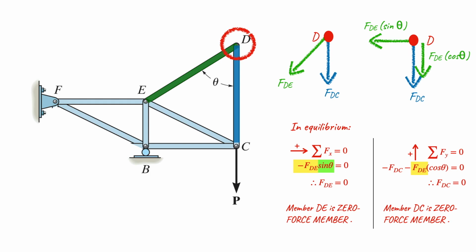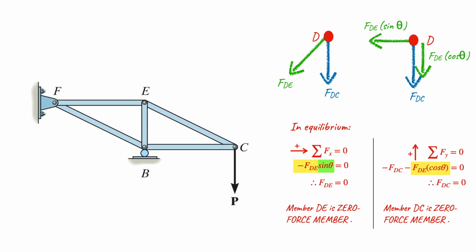Okay, since we already identified that member DE is a zero force member, and member DC is also a zero force member, we can simply eliminate these two slender members from our truss structure analysis. So what remains is only 5 slender members. So you see, from 9 slender members, we have identified 4 zero force members. Those zero force members we can eliminate from our calculation. So for your structural analysis, you can just proceed with these 5 slender members. Okay, so that is how the analysis of the truss structure can be simplified.